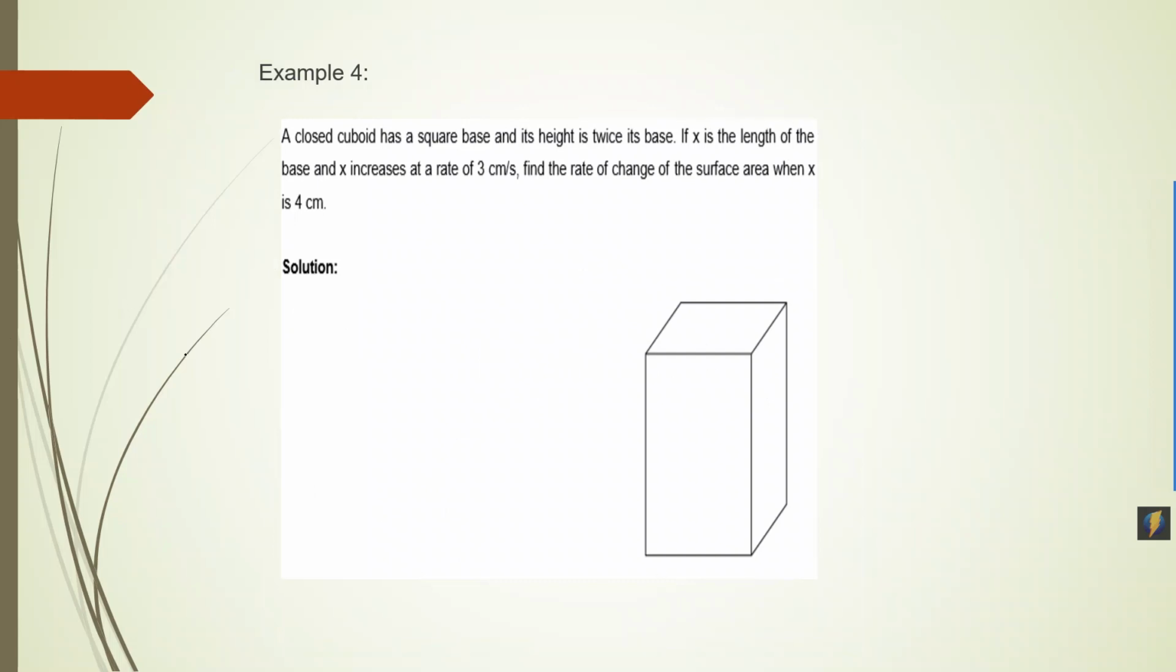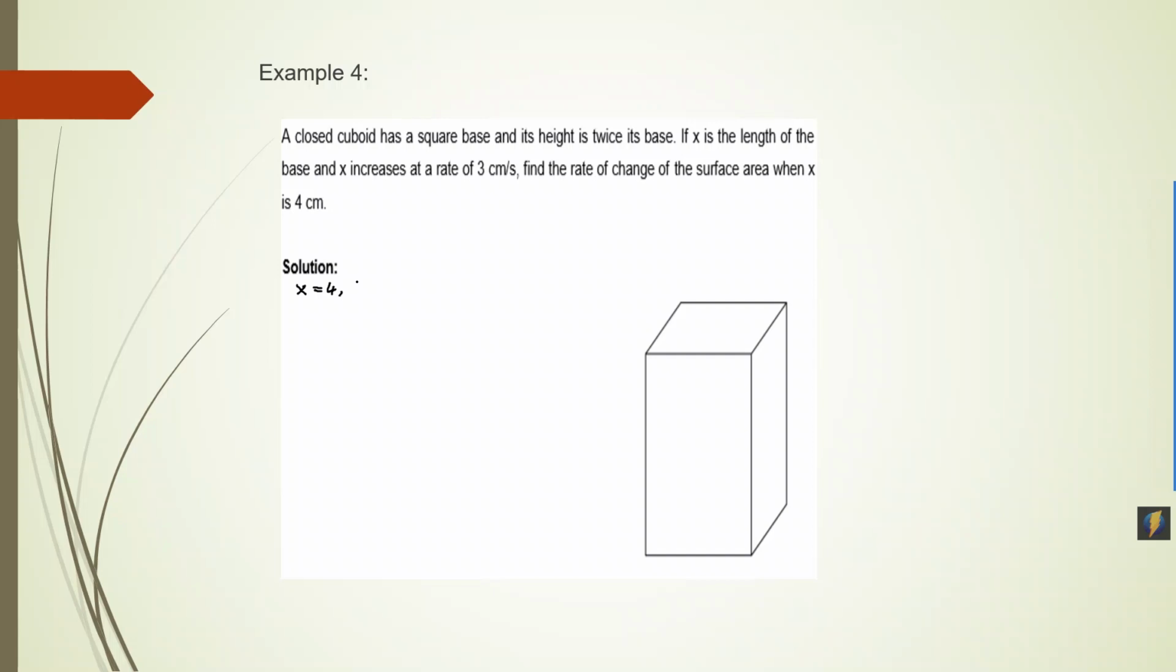Okay, look at example 4. A closed cuboid has a square base and its height is twice its base. If x is the length of the base and x increases at a rate of 3 cm per second, find the rate of change of the surface area when x is 4. Okay, so we have x equals 4, square base and its height is twice its base.